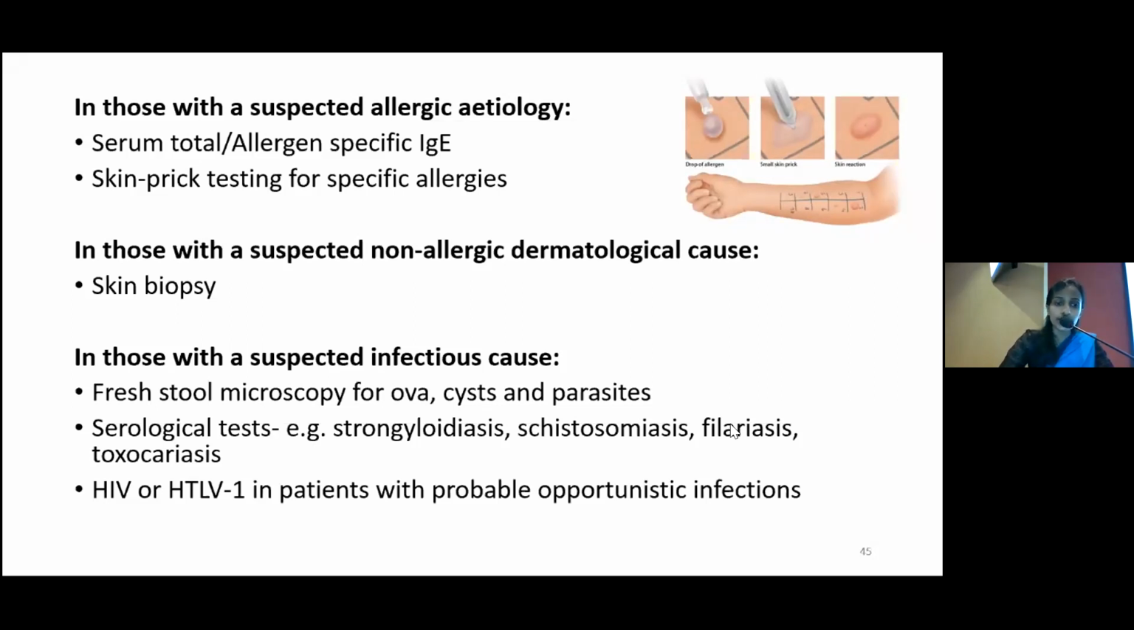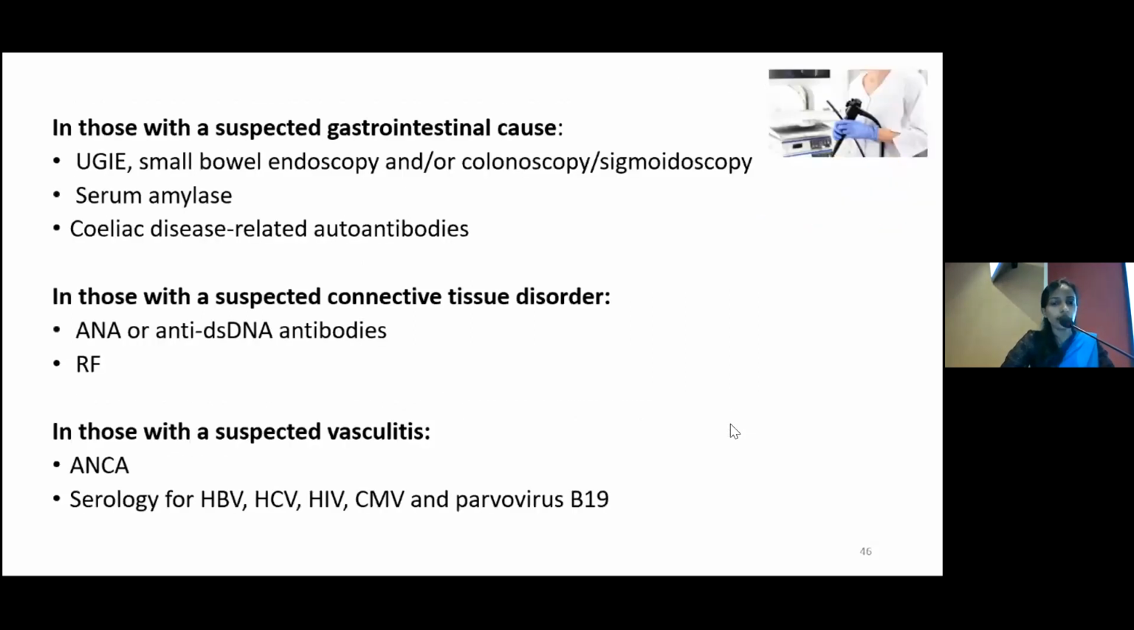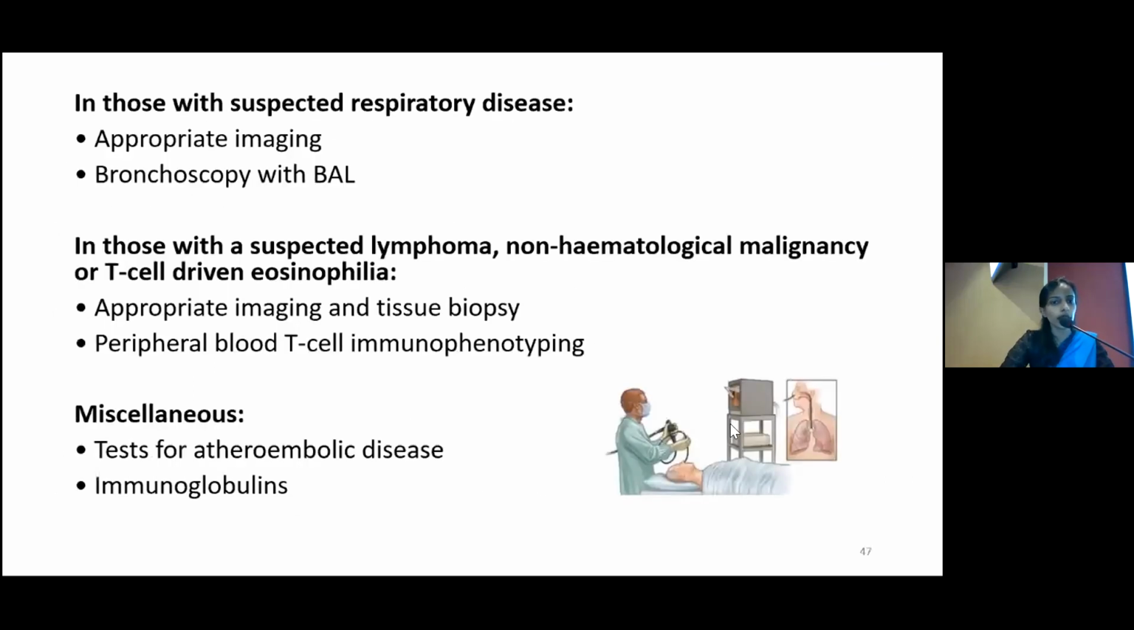In infectious diseases, relevant stool samples, serology, and viral serology. And if a gastrointestinal cause is suspected, relevant endoscopies, serum amylase, tissue transglutaminase antibodies. And in patients with connective tissue disease, relevant antibodies like AMA and rheumatoid factor, in vasculitis, ANCA, and relevant viral serologies. In suspected respiratory cases, appropriate imaging, bronchoscopy with bronchoalveolar lavage.